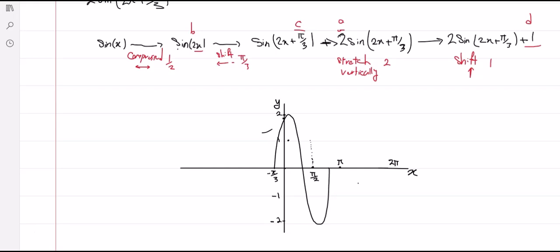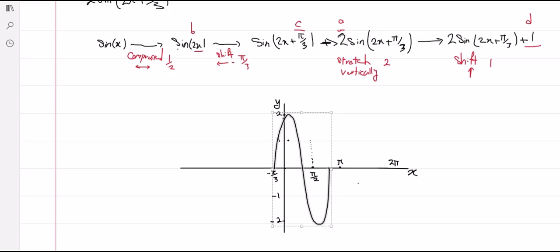Now, at the final step, we want to include the d factor. As you see in here, this d, which is a plus 1, means that we should shift the function upward by 1 unit. So I'm just going to choose the graph in here and shift it upward by 1 unit. What does it mean? It means that the minimum value, which was at minus 2, is now going to be transferred to minus 1. At the same time, the maximum value, which was at 2, is going to be transferred to 3.